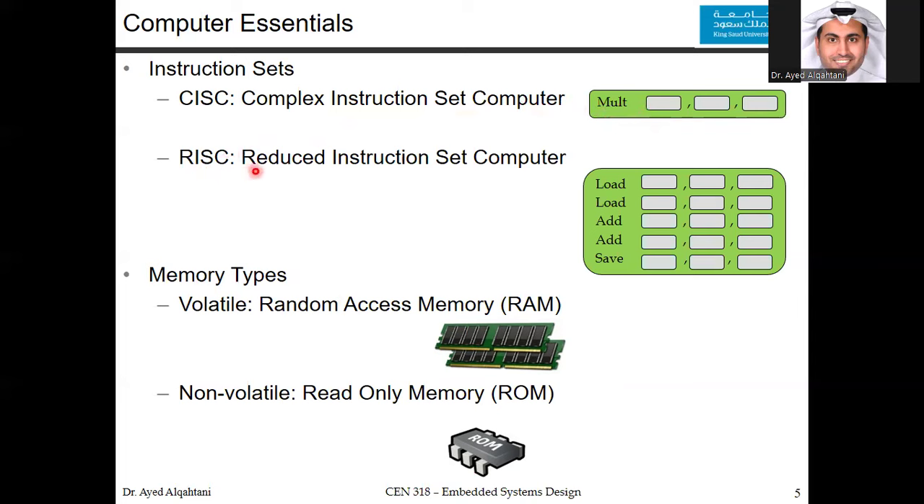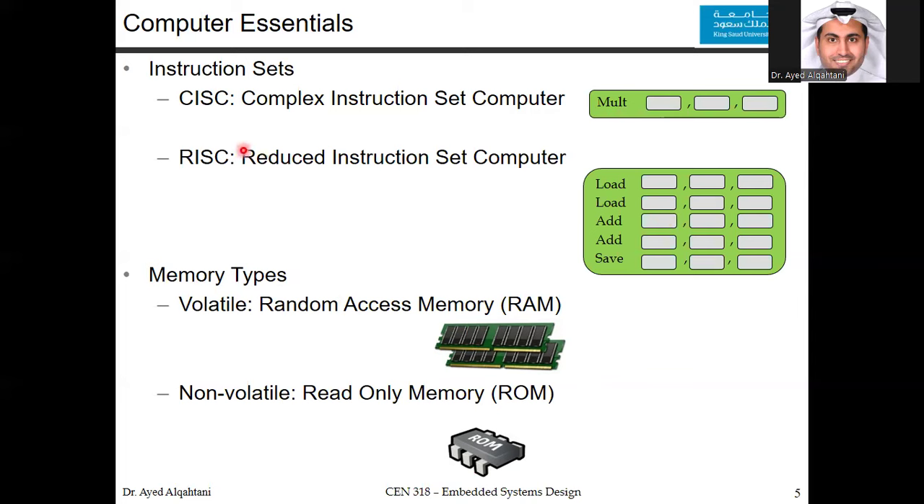In RISC, which is the reduced instruction set computer, you have simple instructions. For example, you have load, add, save, and so on. Load is simply loading a variable from the memory. Save is to store the value in the memory. Add is one of the well-known instructions for adding two numbers and putting the result in another variable.